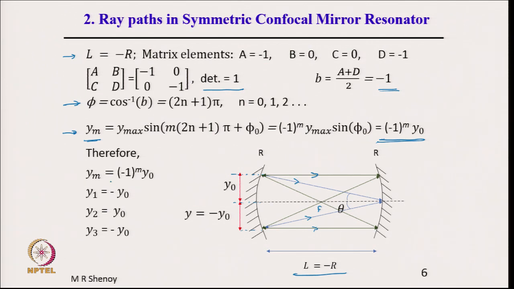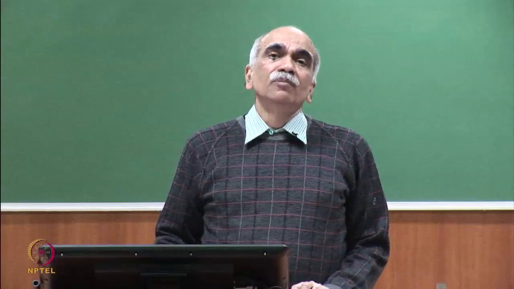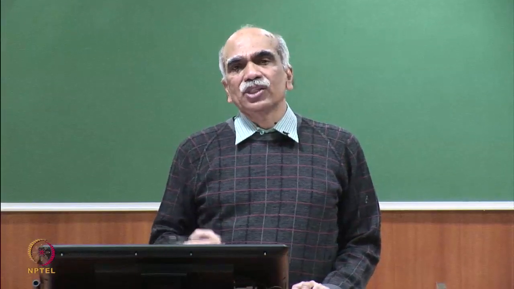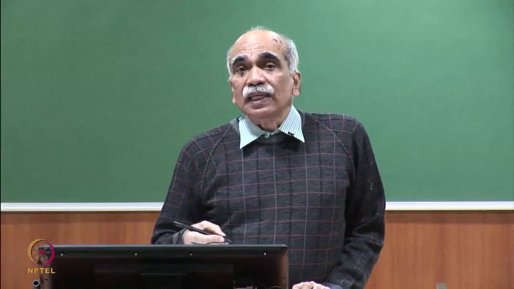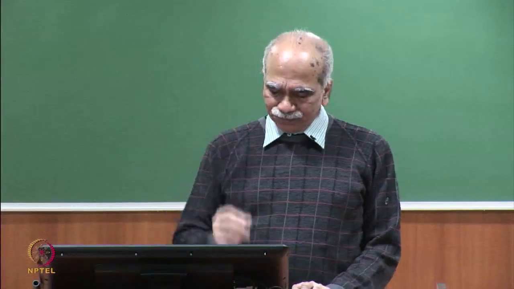Mathematically, it directly gives us y m is equal to minus 1 to the power m into y 0, which means y 1 is equal to minus y 0, that is in the lower half, and then y 2 is again equal to y 0, coming back to its original position, y 3 is equal to minus y 0 and so on. So, we are able to trace rays inside a confocal mirror resonator by simply using the mathematical expression that we have. What we need to know is the ray transfer matrix, the elements A, B, C and D.